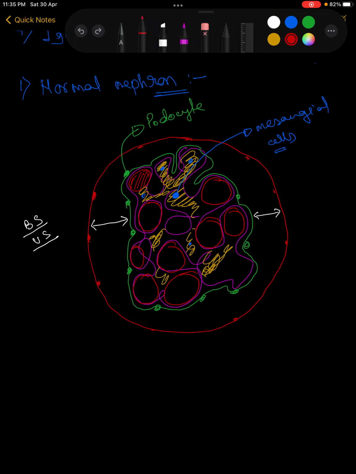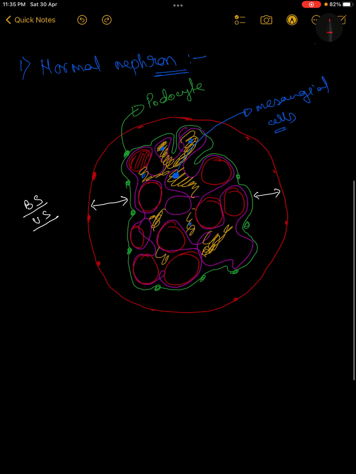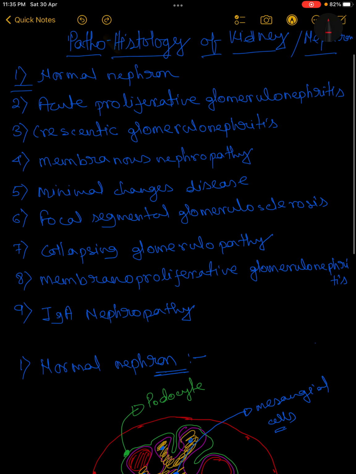Now this is how the normal nephron, or we should say corpuscle, looks like in histology. Now what is the second part? The second part is acute proliferative glomerulonephritis. How will acute proliferative glomerulonephritis look like? Okay, so we will draw the same thing.